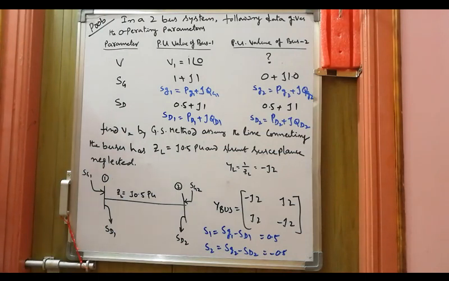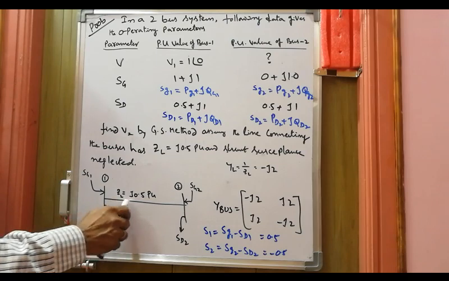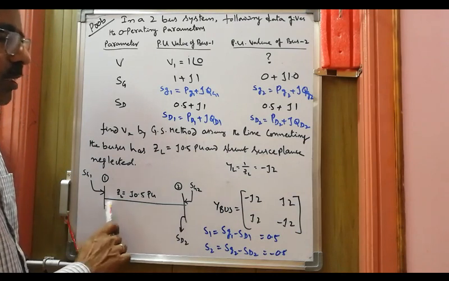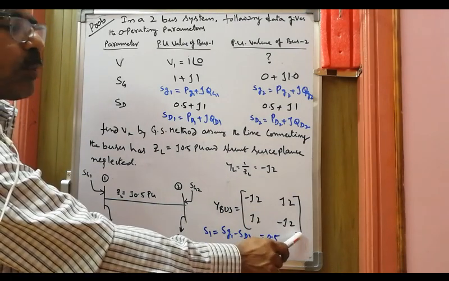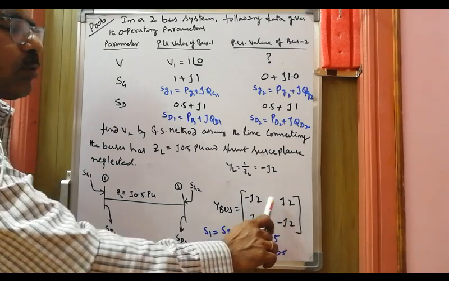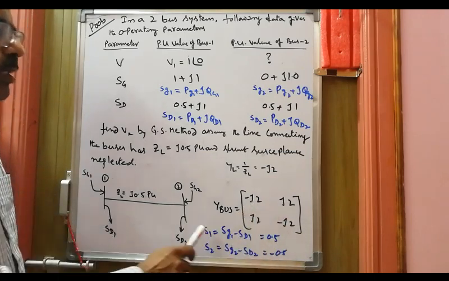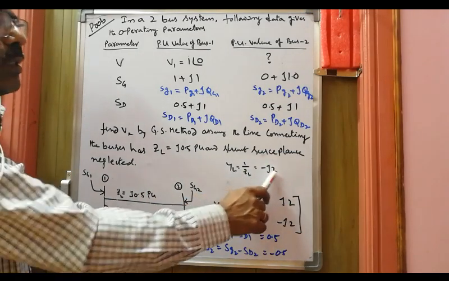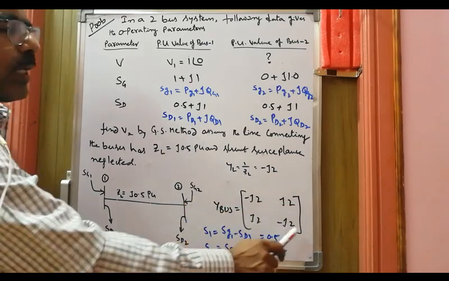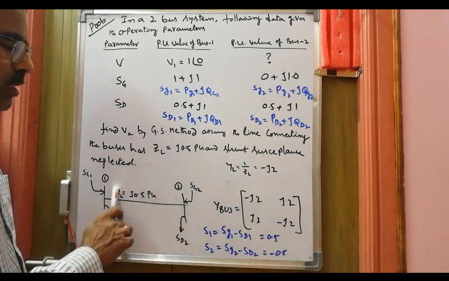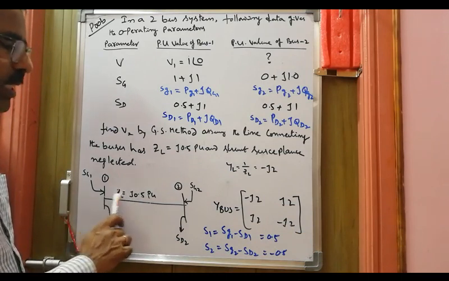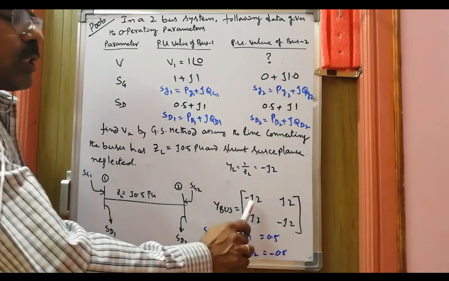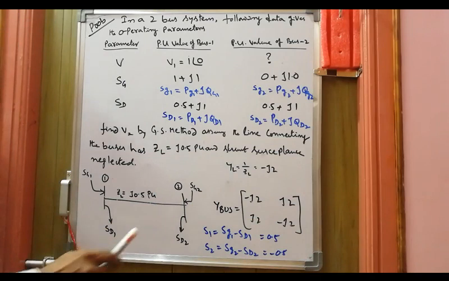And at the same time, the impedance is given, J0.5. We need to formulate Y bus. Because it is a 2 bus system, you get 2 by 2: Y11, Y12, Y21, Y22. What is Y11? Y11 is the reciprocal of this, which is minus J2. Similarly Y22. Y12 is the admittance linking these two with negative sign, so minus of minus J2 becomes J2. So Y bus is minus J2, J2, J2, minus J2.